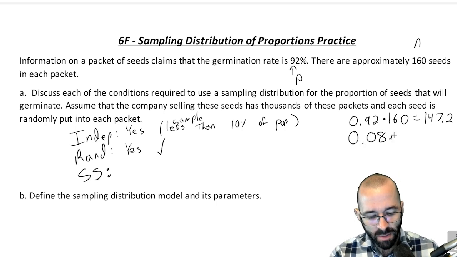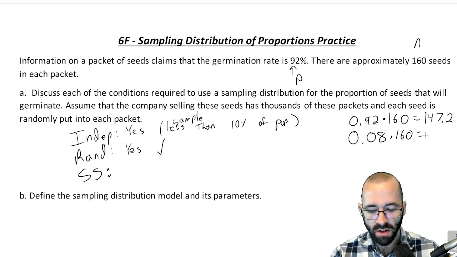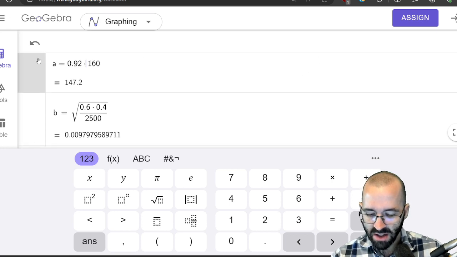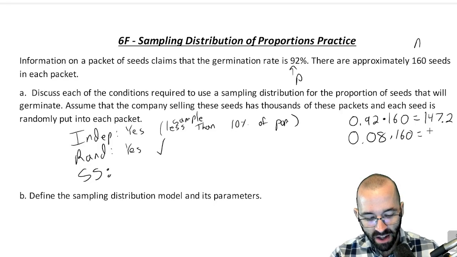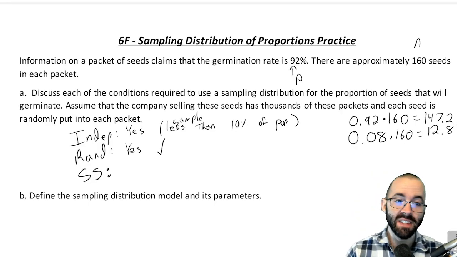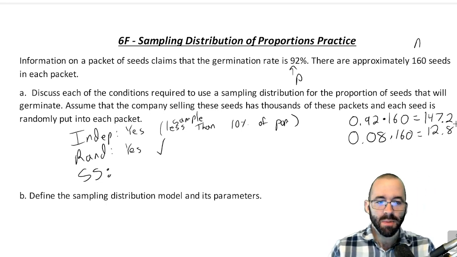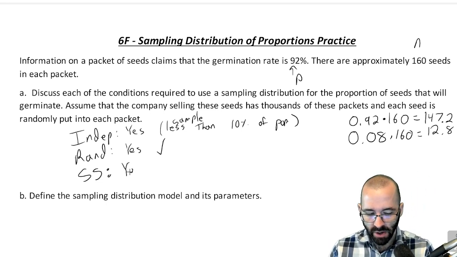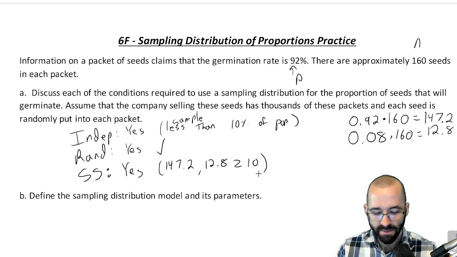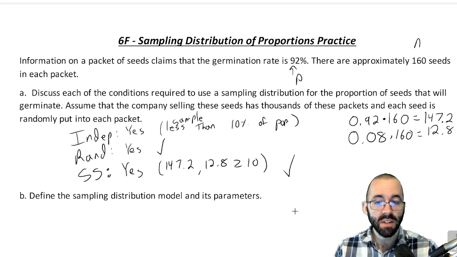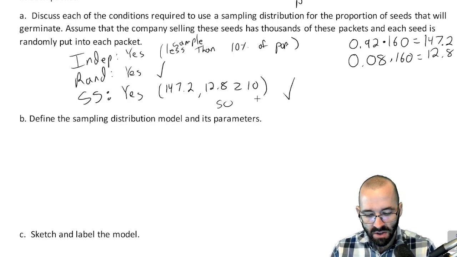The failure part, though, is going to be a little smaller. What's left over, or we could actually just type it into our calculator, 0.08 times 160, 12.8 failures. Yep, that's more than 10. It's kind of close, but it's more than 10. So yes, right? 147.2 and 12.8. These are both at least 10. So we have all three conditions we need for sampling distributions. So this tells us that p hat is normally distributed.